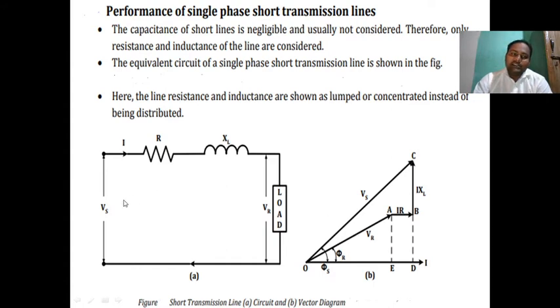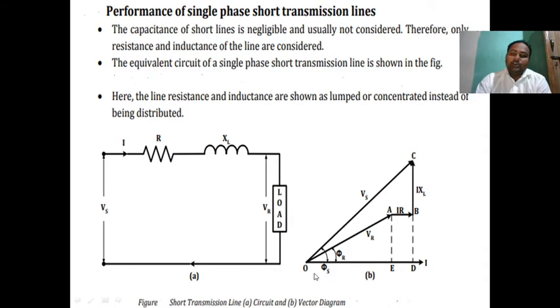So how can you get the sending end voltage? The sending end voltage is the vector sum of the receiving end voltage VR plus IXL plus IR. We get the sending end voltage clearly. So it's a simple analysis. So we get the sending end voltage Vs is equal to VR plus resistive drop plus reactive drop, VR plus IR plus IXL, which simply gives the sending end voltage.